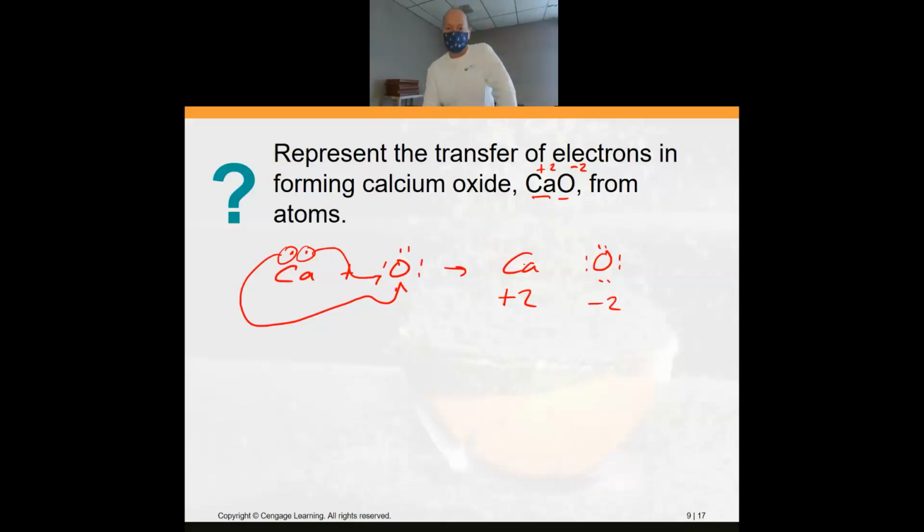The reason that you know that is because you know that calcium is a metal and oxygen is a nonmetal. And then you know it's going to be ionic. Then you know it's going to transfer the electrons, and you're going to get a plus and a minus, a calcium cation and an oxygen anion.